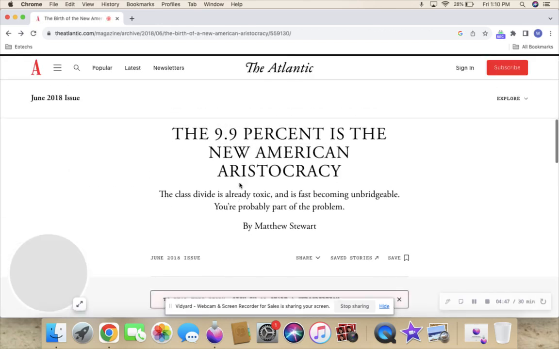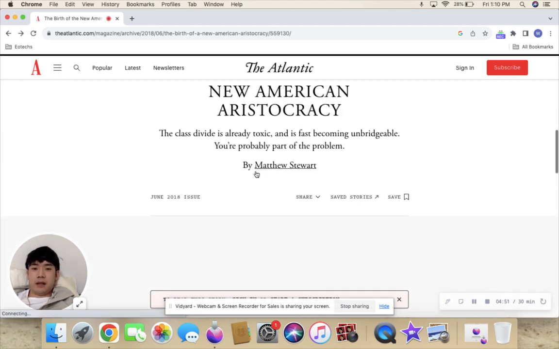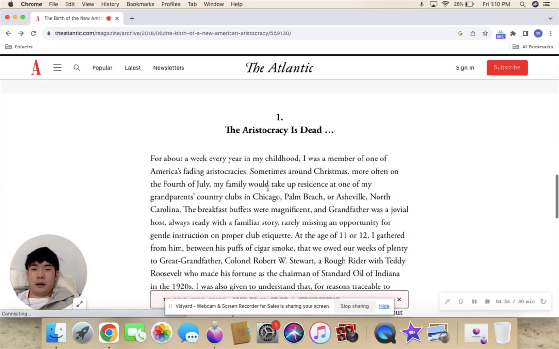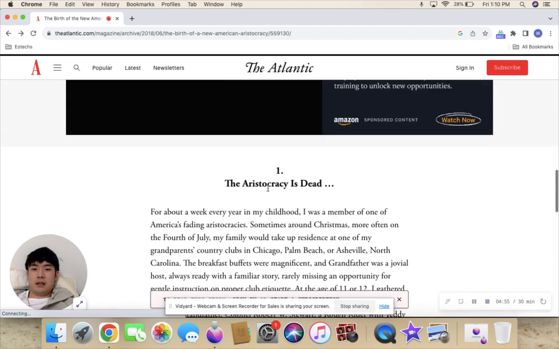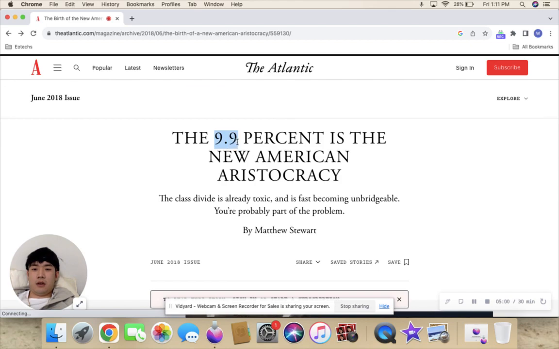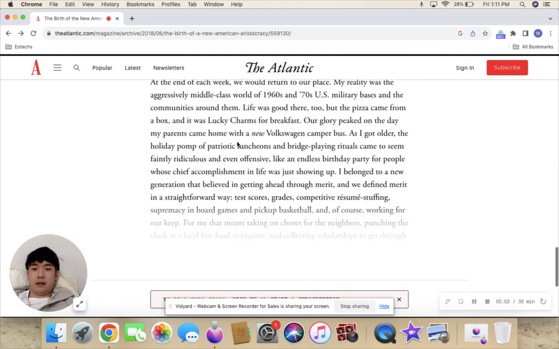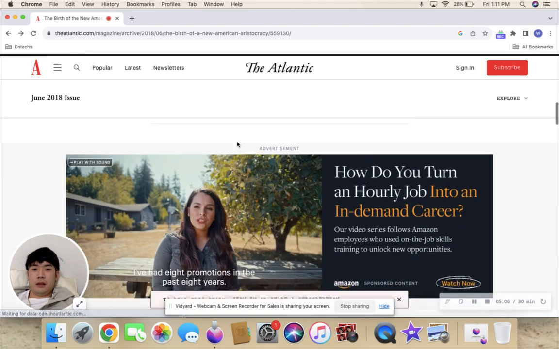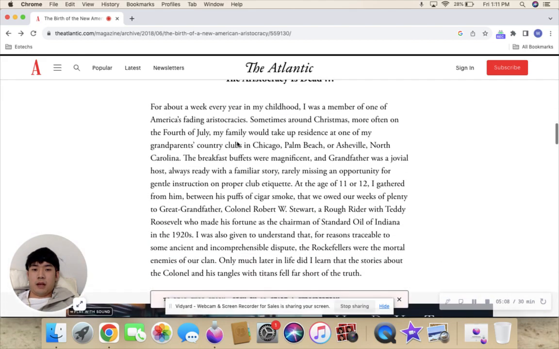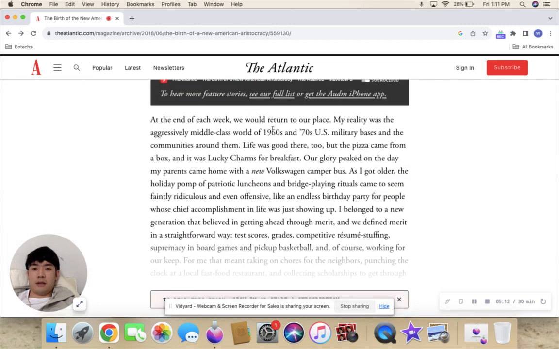Over here, right? So this is the article that I was talking about, right? By this man. Okay, it's this idea that he supposits an aristocracy, and he put it very arbitrary, 9.9%, right? Yeah, aristocracy is dead. That's quite a word, right? Aristocracy, right?